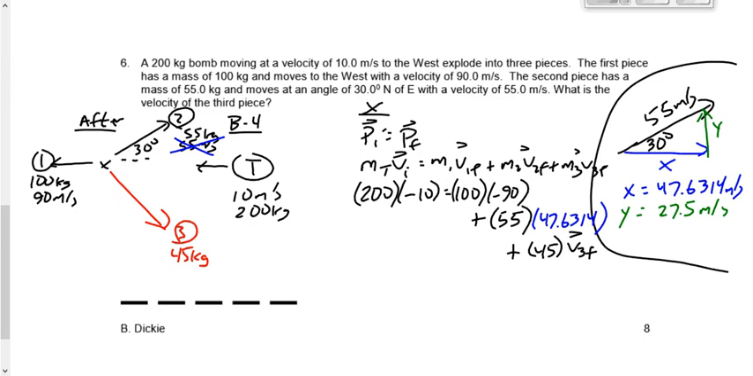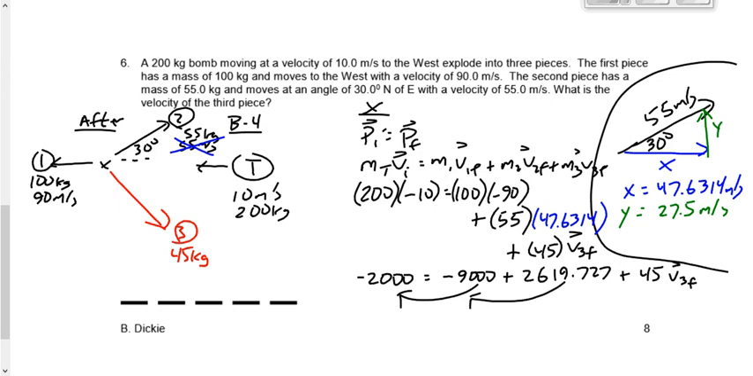Now, both classes this morning and this afternoon, I had people asking about this. How do you rearrange this? 200 times negative 10 is negative 2,000. 100 times negative 90 is negative 9,000. 55 times 47.6314 is 2619.727. Okay, take this over first by adding, then take this over by subtracting, and then divide by 45. Or you could have combined these two terms and then taken them over. But since the 45 thing is attached to the V3F, that's the last thing you're going to take over. When we solve for V3F there, it works out to be 97.3394.